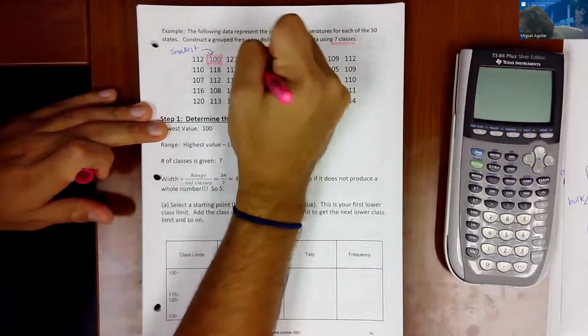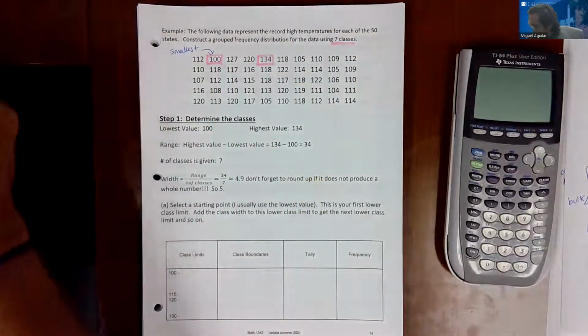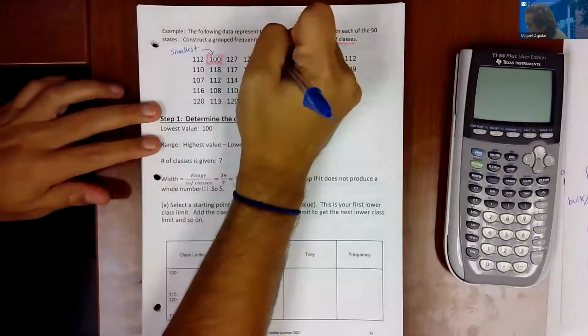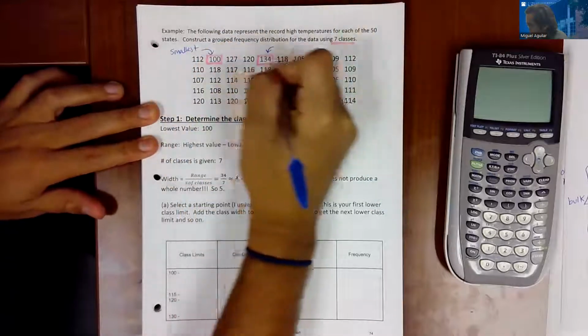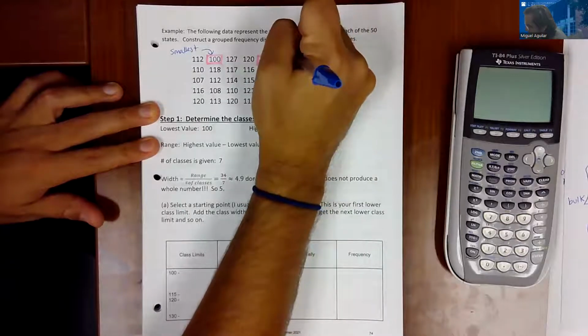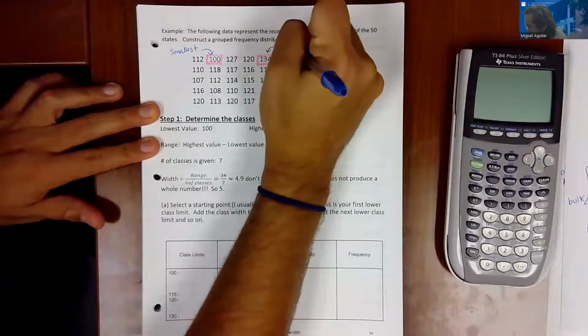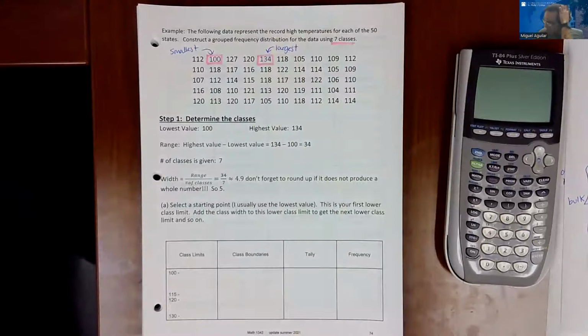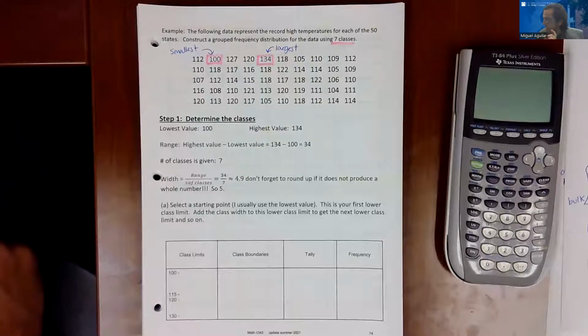Now you guys must have really fast eyes, because it would take me a while to comb through this, and then I'd be confused and think to myself, well, maybe I missed something, and so I'd comb through it again. But sure enough, 100 and 134 are respectively the smallest and the largest values in the data set.